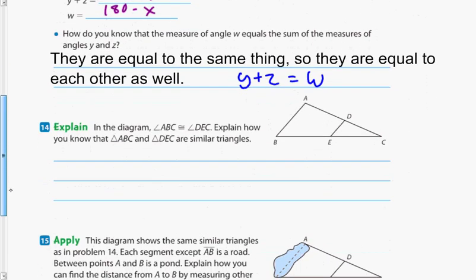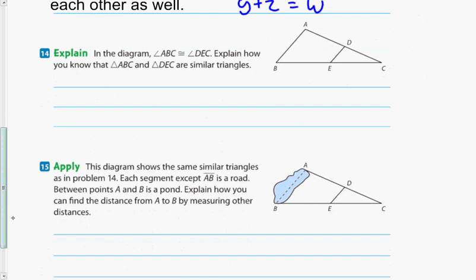All right, we just proved something. Let's go down to the bottom. We got two examples very similar. Numbers 14 and 15. We're still talking a little bit about angles, but we're going to start talking about sides as well. So let's look at number 14.